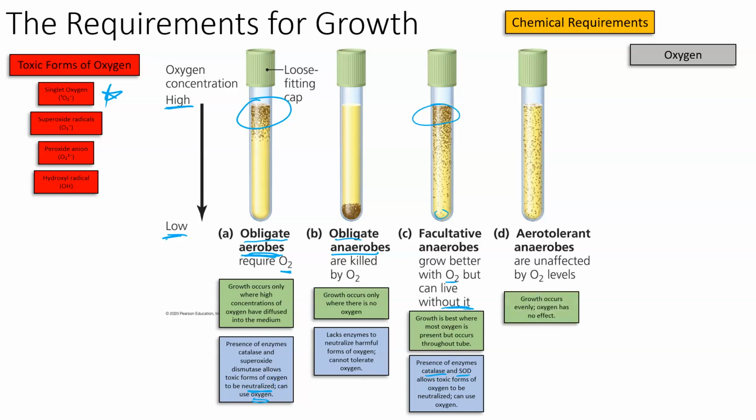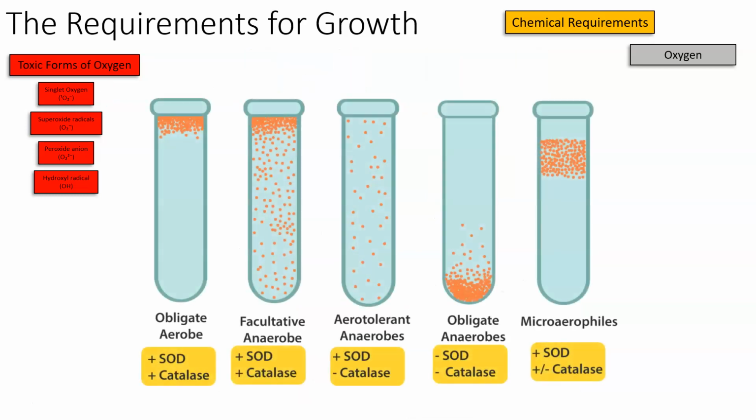Okay? And then aerotolerant anaerobes. These are anaerobic, but they are unaffected by O2 levels, so they have learned to tolerate oxygen. And they do have presence of one enzyme, SOD, but they don't have catalase, and so they can't completely neutralize the toxic forms of oxygen, but they can semi-neutralize it, and so they can just grow wherever they want. Okay? Again, this is just a different way to highlight where the growth is taking place, and it gives you a snapshot on whether or not these particular groups have SOD or catalase.